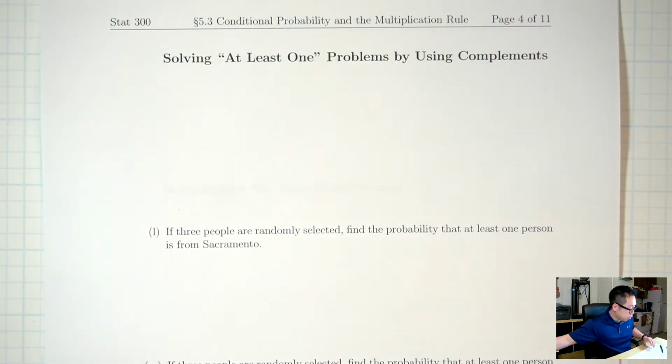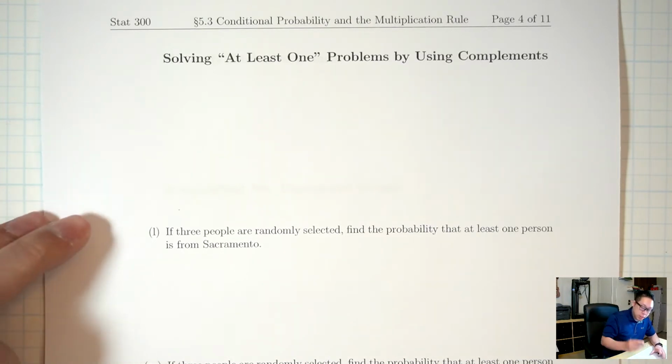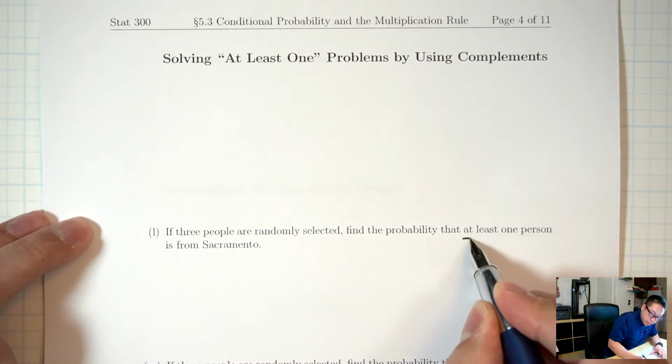So why do we need this strategy here? Let's read part L. Part L says, if 3 people are randomly selected, find the probability that at least 1 person is from Sacramento. So the key word I see here is the word at least 1.